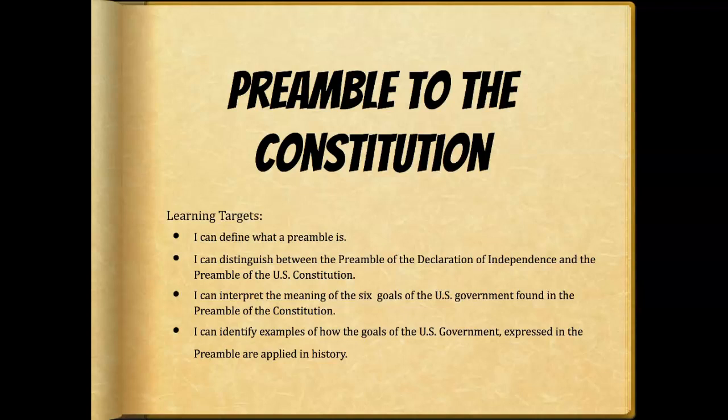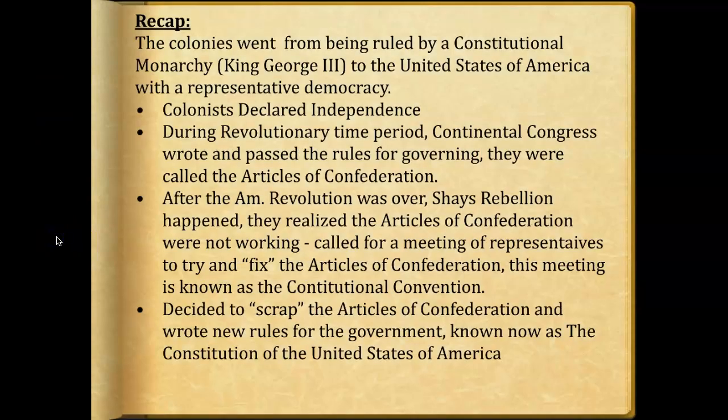The learning targets are: I can define what a preamble is, I can distinguish between the preamble of the Declaration of Independence and the preamble of the U.S. Constitution, I can interpret the meaning of the 6 goals of the U.S. government found in the preamble of the Constitution, and I can identify examples of how the goals of the U.S. government, as expressed in the preamble, are actually applied. So you're going to see how those things written back in 1787 are things that our government actually still does today.